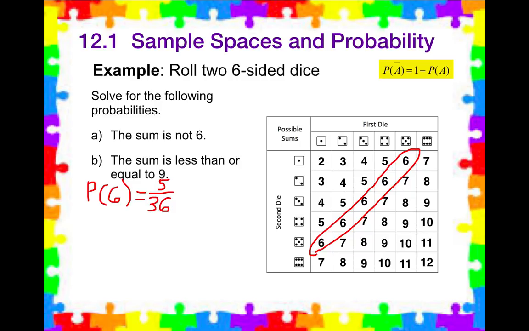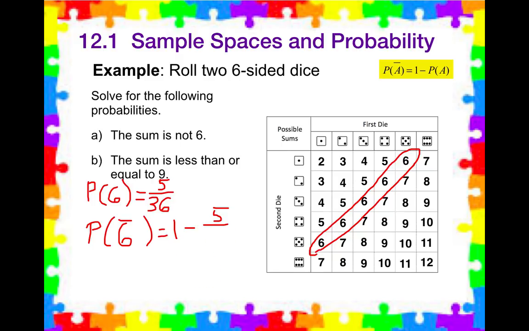So it's 5 out of 36. The probability of not getting 6 then is going to be 1 minus 5 over 36, which is equal to 31/36. So that's how you compute A.